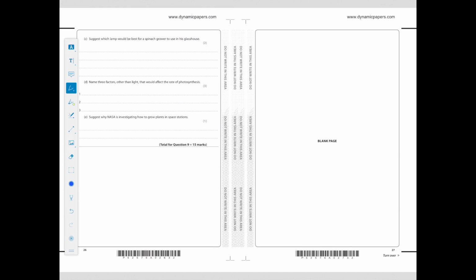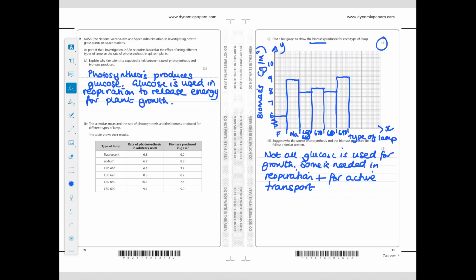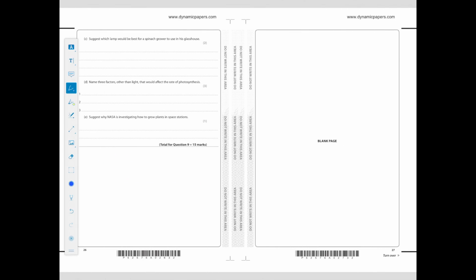Suggest which lamp would be best for a spinach grower to use in his glass house. So let's look back at the results in the table to see which one produced the most amount of biomass. And we know the most amount of biomass was 9 here. We can see it on the graph here, and that belonged to LED 690. So we state the lamp and we say why, because it produced the most biomass.